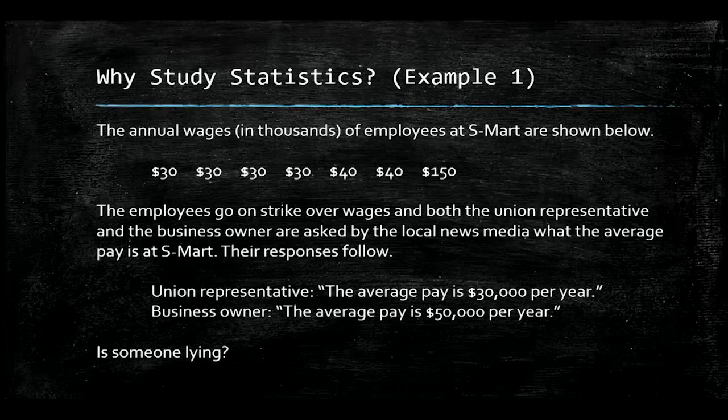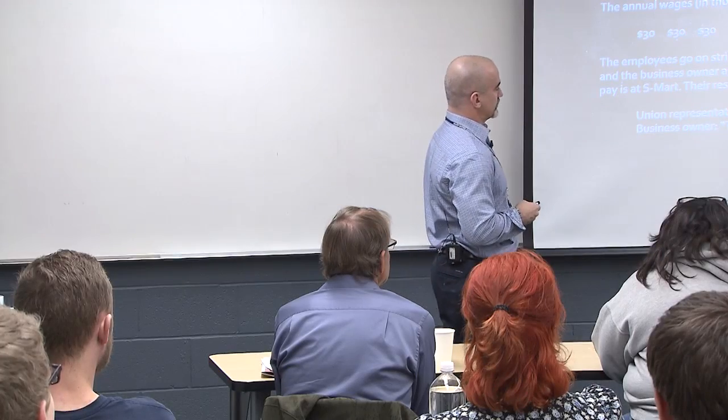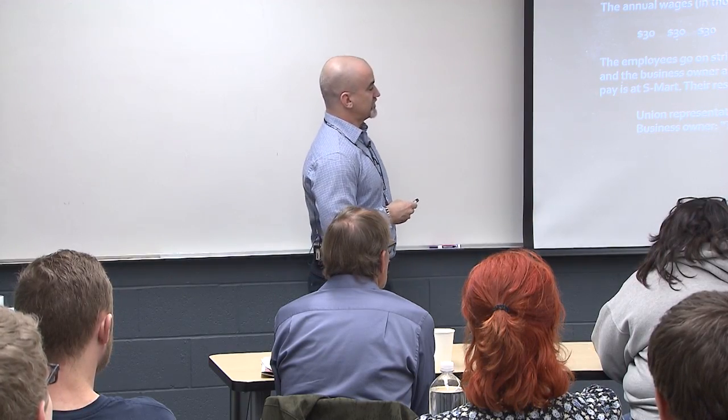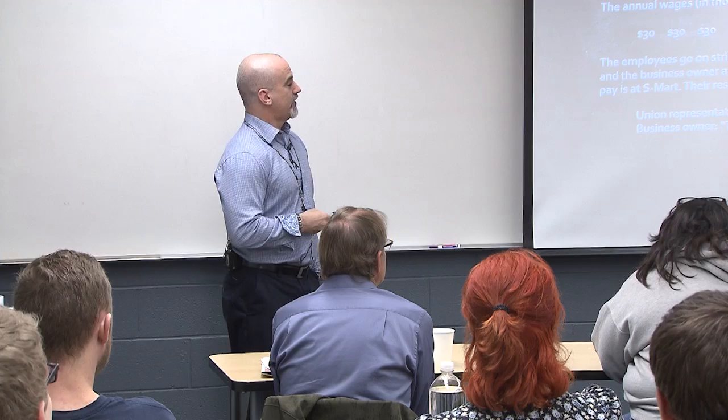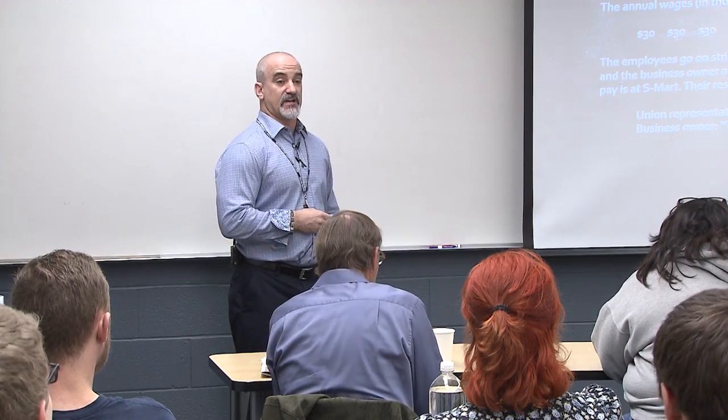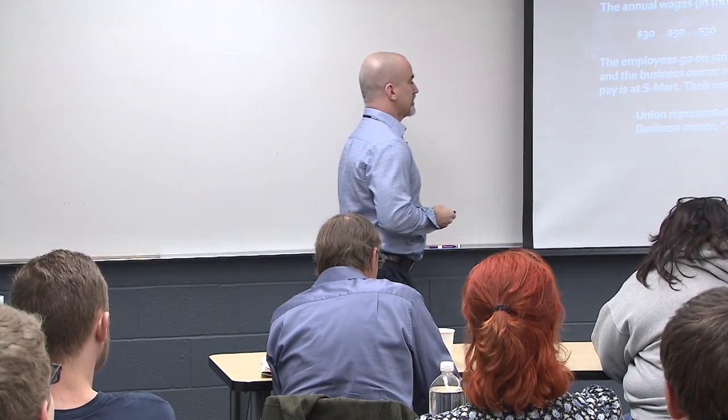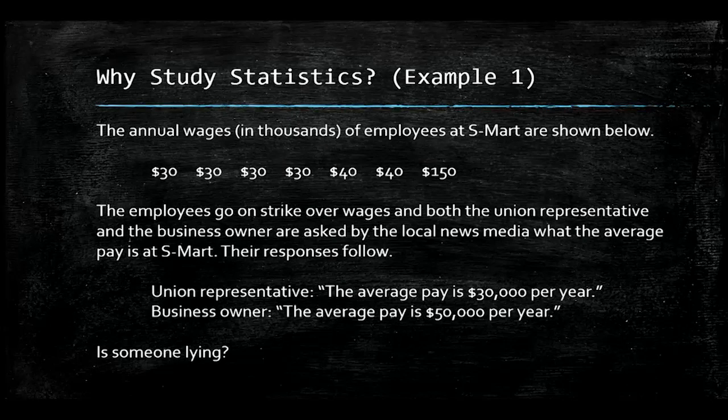It's a really easy example. Let's say we've got a really tiny store here. We've got 7 employees at S-Mart, and we've got their annual wages, and the employees go on strike. And they apparently have the smallest union also. The local media asks what the average pay is, and we get a couple of results. The union rep says the average pay is $30,000 a year. The business owner says the average pay is $50,000 a year. And the question is, is someone lying?